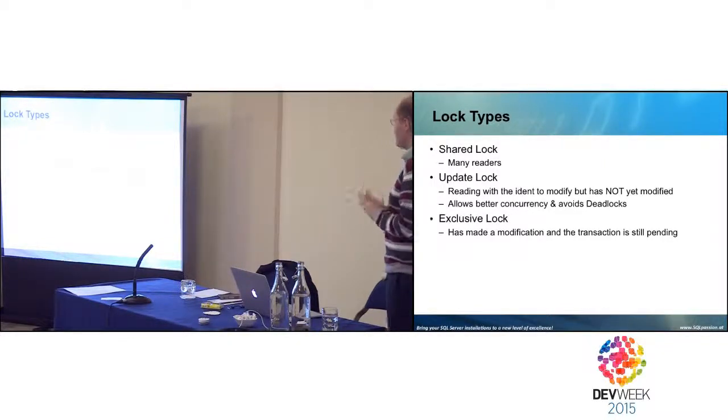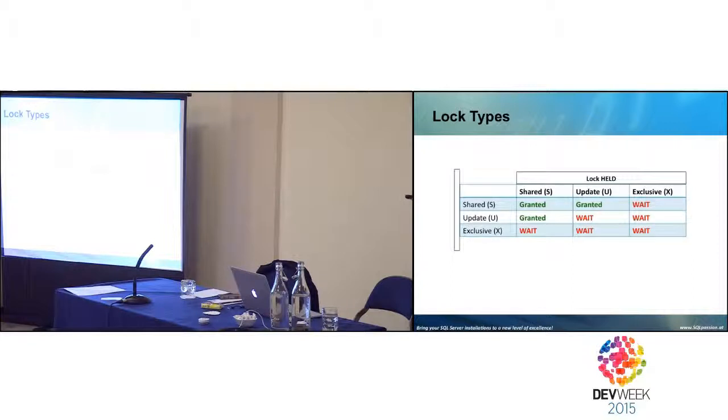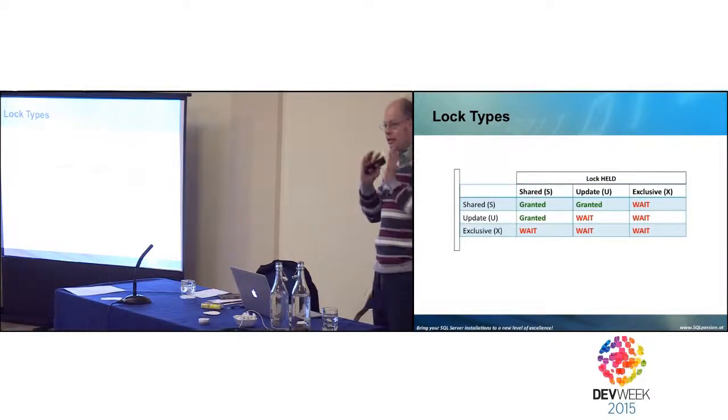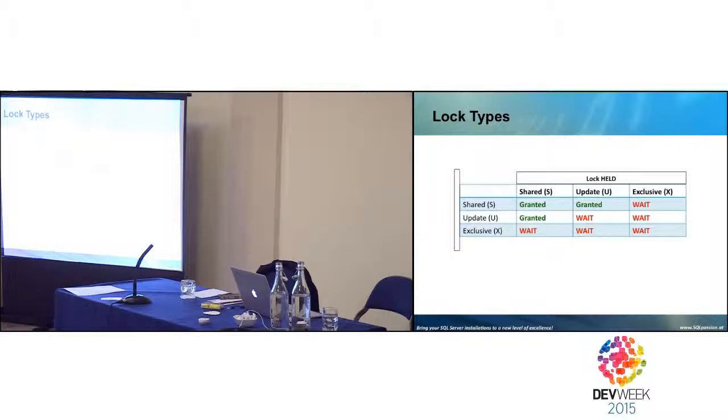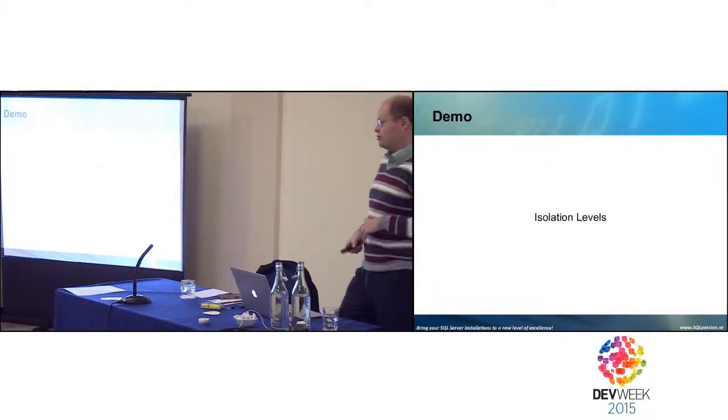So as you can see here from that matrix, as soon as an exclusive lock is involved, you always have to wait. That's the main outcome. When you change a record, when you perform an insert, update, delete statement, that record is exclusively locked. Means when someone else wants to read that record, you immediately have to wait. Let's have a look at the isolation levels.